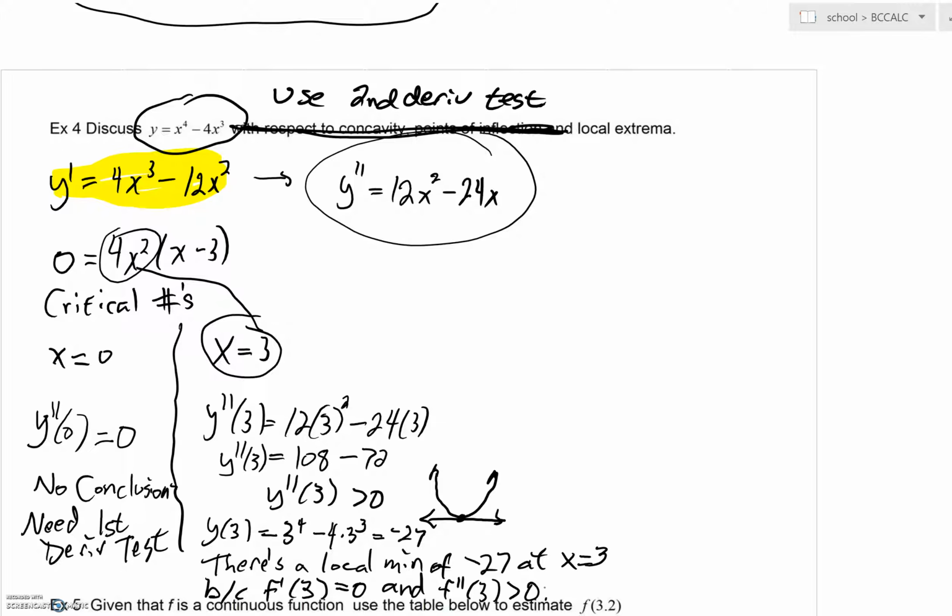We didn't do a number line whatsoever. We were just able to look at the concavity. We had a concave up curve with a horizontal tangent line. So that can be very helpful.